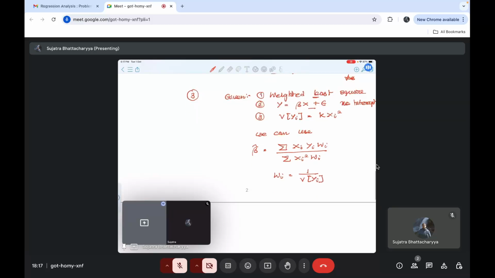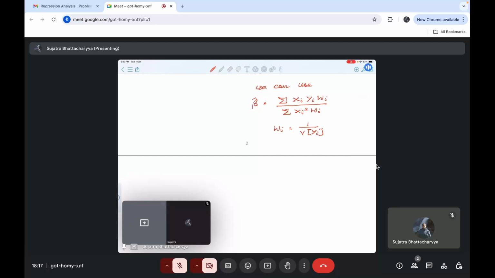So here we have to use that. In the formulation, you have to just put the wi. So this is xi, yi. What is wi? 1 upon variance of yi. So what is that? Kxi square, right? This is your wi. So let me just quickly write it.